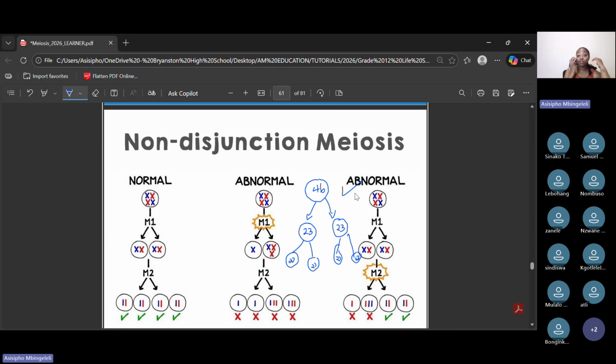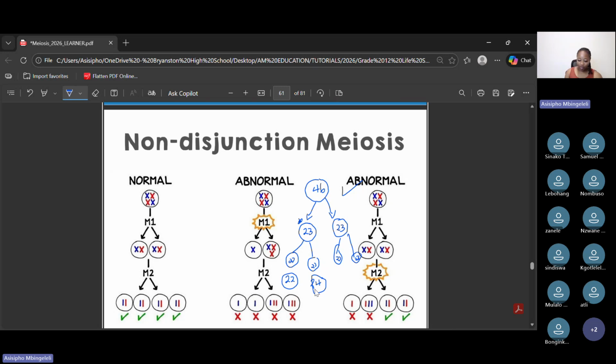But if chromosomes fail to separate, either in non-disjunction in anaphase 1 or non-disjunction in anaphase 2, what do we end up having? One cell will have 1 extra chromosome and the other cell will have 1 less chromosome. So what am I talking about? The cell that has 1 less chromosome will get 22 chromosomes, and another one will have an extra chromosome. This one has 24. This is abnormal.